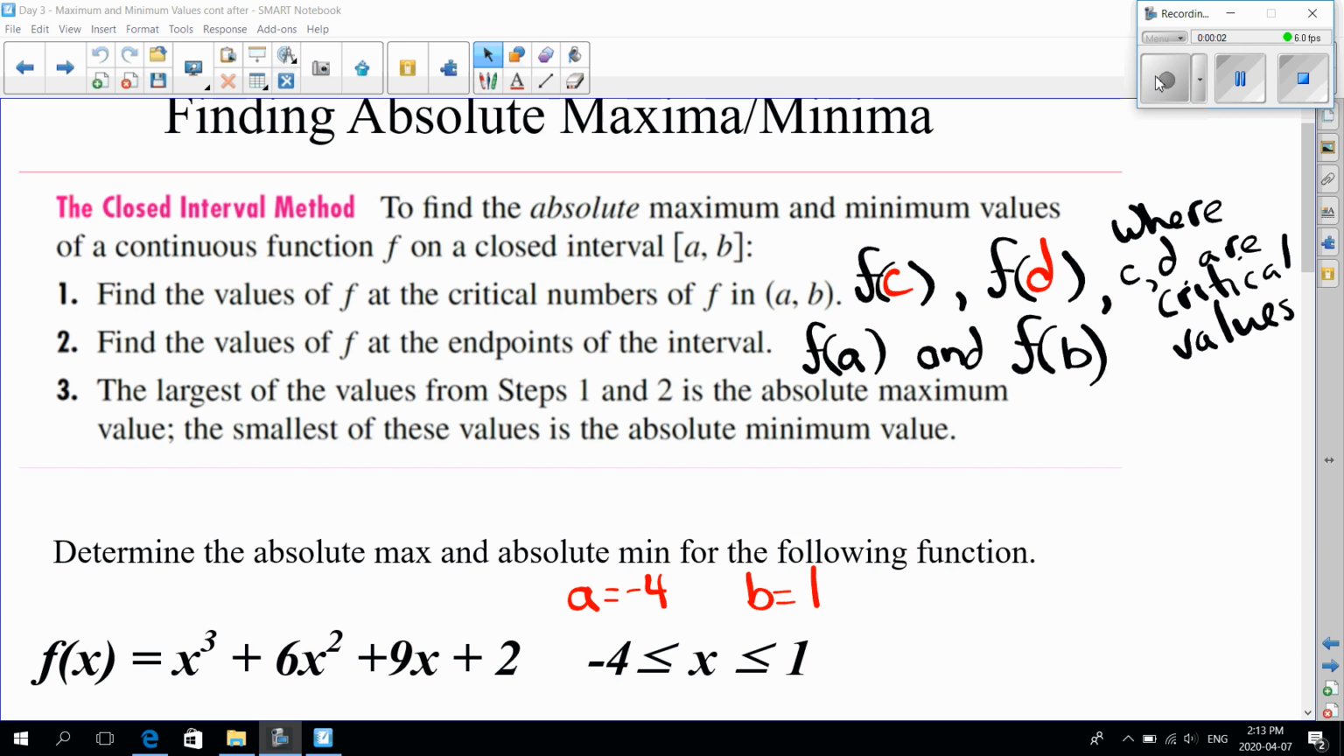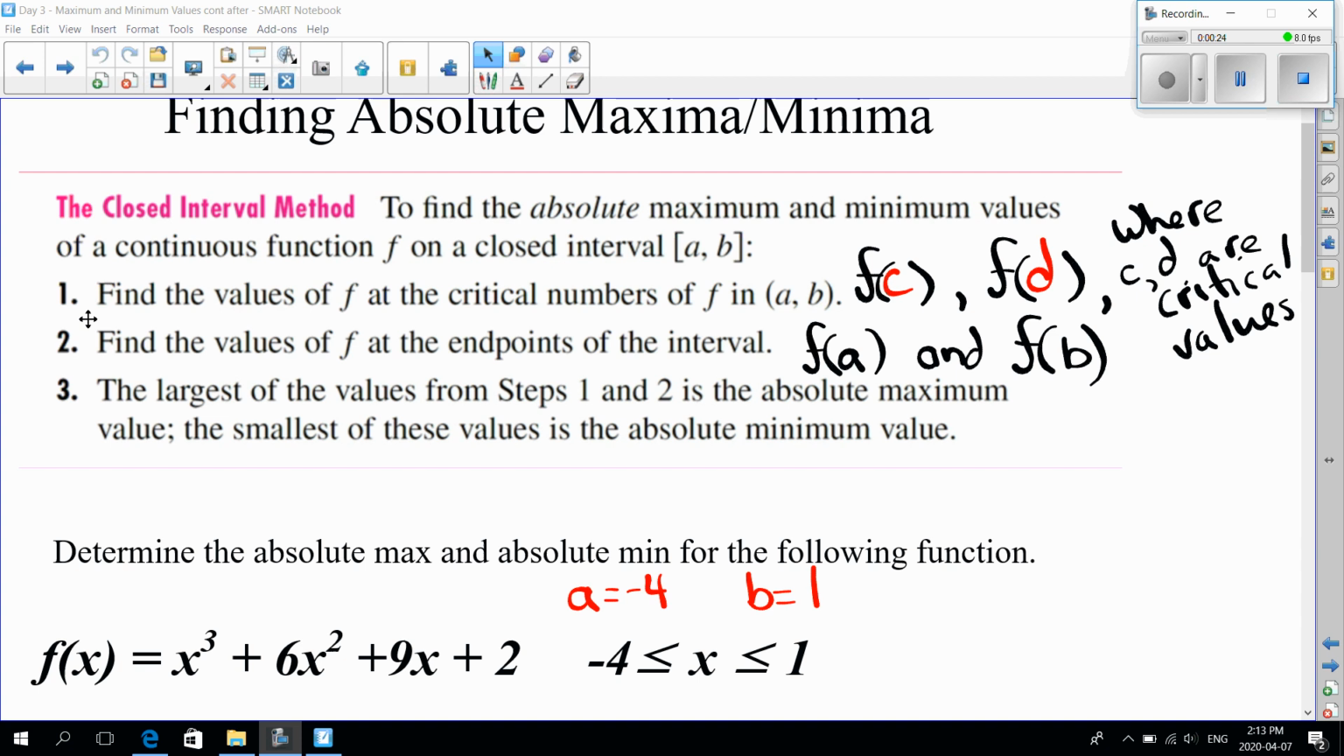Okay, folks, this lesson is going to show us how to find the absolute maximum or minimum values of a continuous function on a closed interval. So we call it the closed interval method. There's really 3 steps in doing so. First thing is you have to find the critical values of the function.